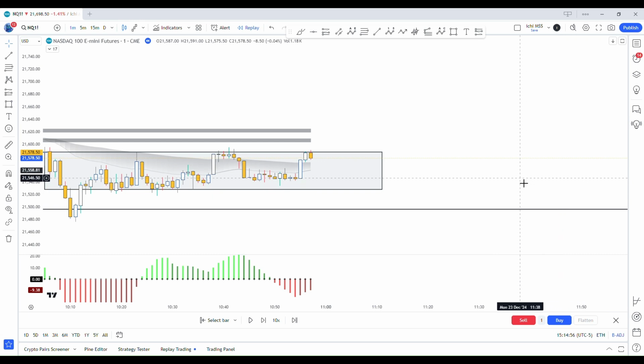Spooky T here. Today we're going to be talking about a breakout strategy that I like to trade. It involves two different indicators, so without further ado, let's get on into it.